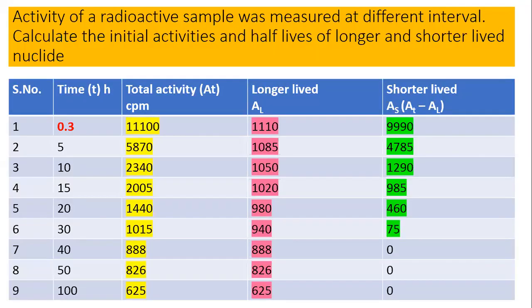Now moving to a real calculation, with the data I have used for your reference. This is the data available. With respect to time, you get the total activity, and this total activity may be due to one component, or maybe the activity of two components. Here, I have identified that this total activity is the activity of the longer lived and the shorter lived. That means two radioactive nuclides are present here, and now I'm going to analyze them to identify the initial activity and to calculate the half-life of both radioactive nuclides.